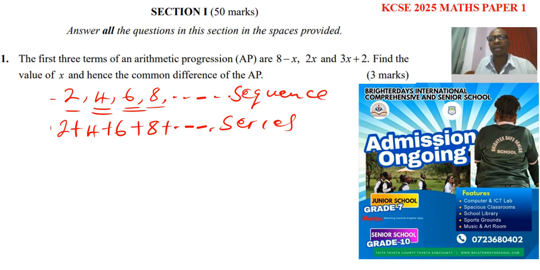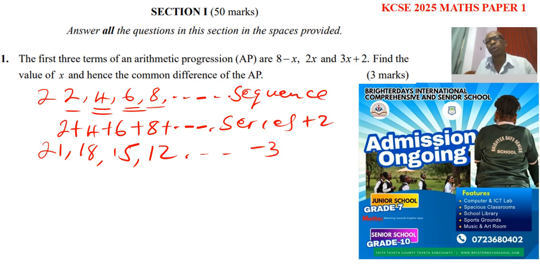Arithmetic is when we add a certain constant or subtract a certain constant. For example, we can have 21, then 18, 15, 12, like that. So we can see here we are adding 2, and here we are subtracting 3. So that is what we talk about sequence and series. With that in mind, now we can come back and solve this question.